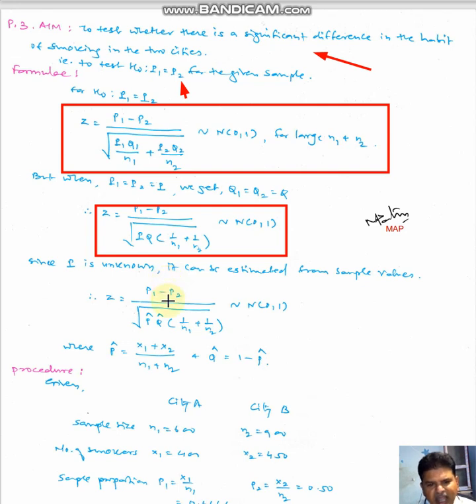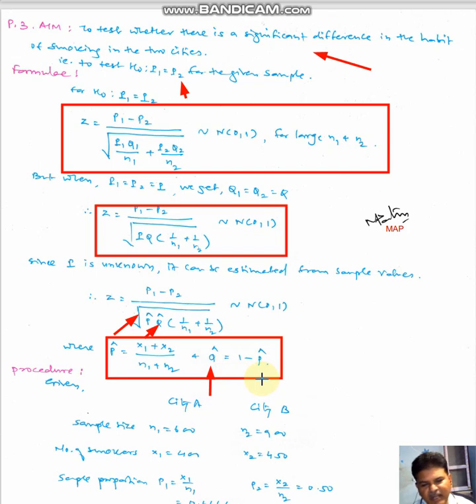Right? And suppose in case the value of P is unknown, it can be estimated from sample values. So P should be estimated like this, P hat, and this is Q hat. These are the estimated values. And how to estimate these values? By using the sample observations. So P hat is x1 plus x2 divided by n1 plus n2, and Q hat value is 1 minus P hat. See, this Q hat is nothing but 1 minus P hat, right?